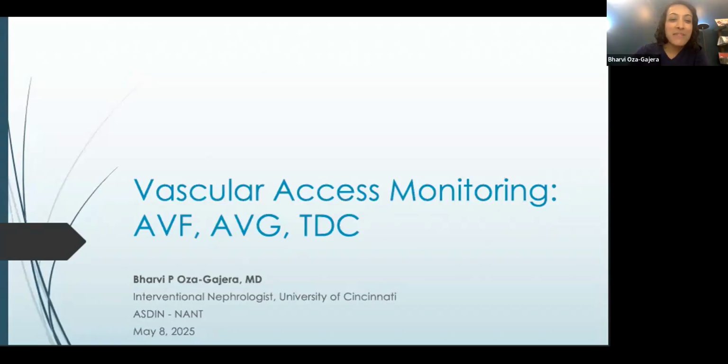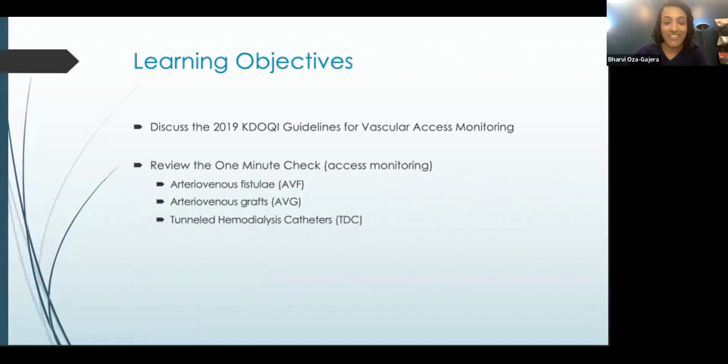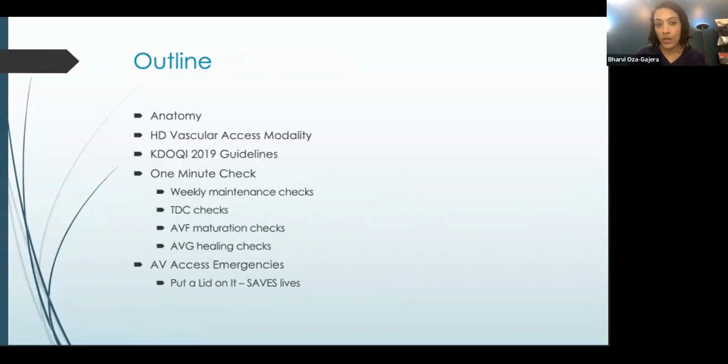So I'm going to be talking about vascular access monitoring, fistulas, grafts, and tunneled dialysis catheters. And the learning objectives here are to discuss the 2019 KDOQI guidelines for vascular access monitoring, and then to review the 1-minute checks for access monitoring. So the 1-minute check for AV fistulas, for grafts, and for hemodialysis tunneled catheters, so the permanent ones.